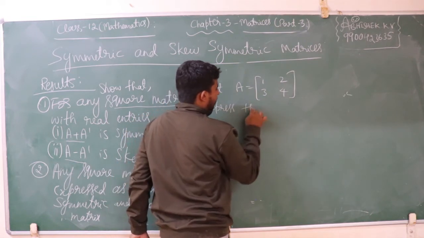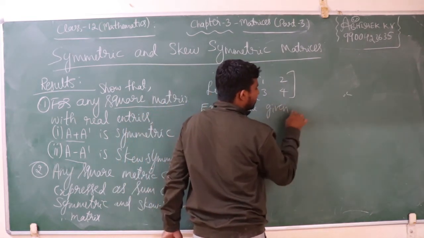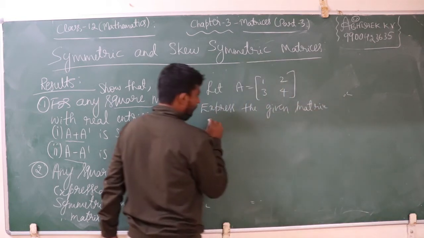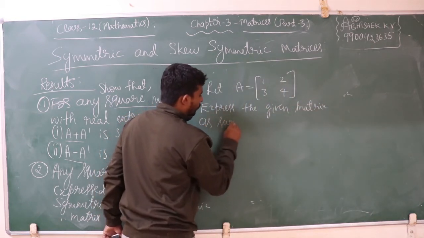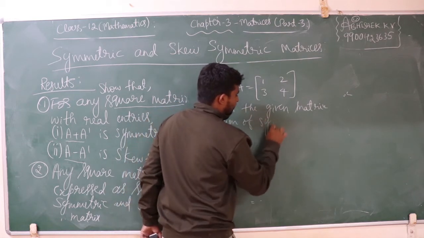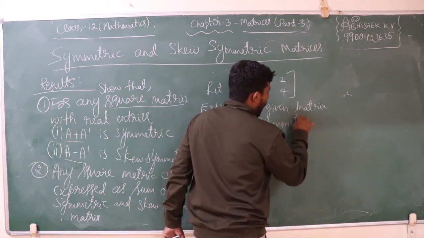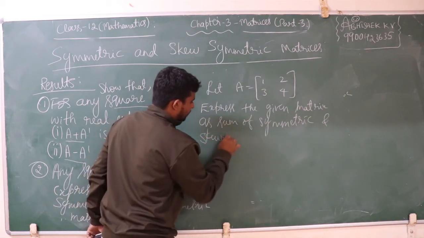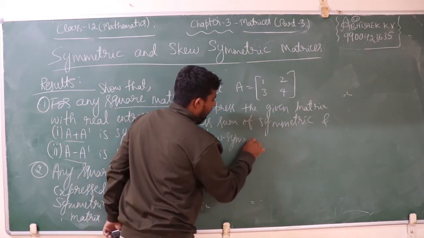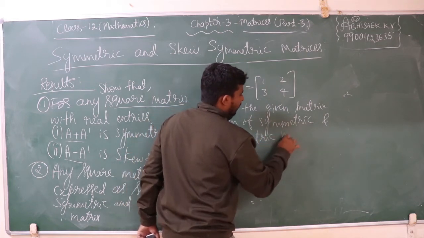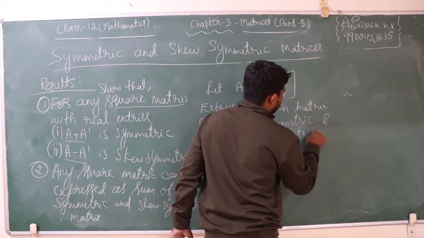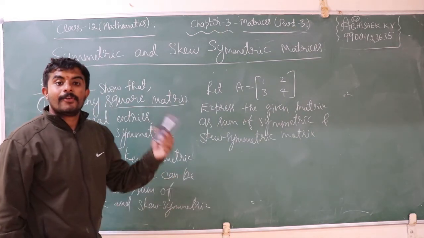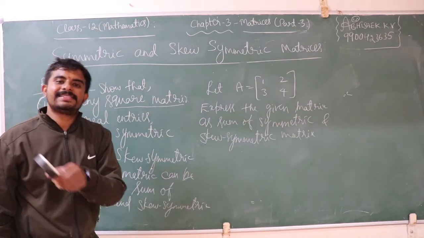Express the given matrix as the sum of a symmetric and a skew symmetric matrix. For any square matrix, it can be expressed as the sum of a symmetric and a skew symmetric matrix.